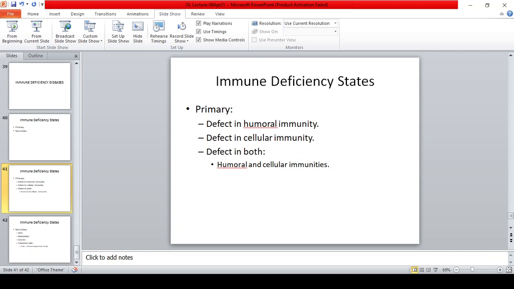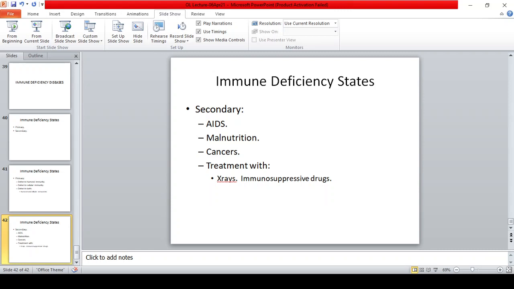If a certain individual has a defect in both the humoral and cellular immunities, he or she is highly susceptible to infections, and these may include infectious agents which are not ordinarily considered pathogenic. So even the opportunistic organism may produce the disease in these individuals.